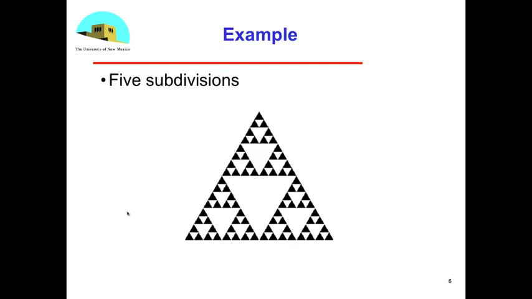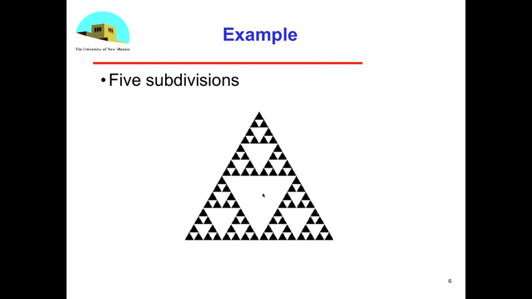And here's after, I think, 5 subdivisions. So the first one, we got these 3 big triangles here. The second one, each of those got the center removed, and then we removed the centers again. And we can go along as long as we like doing that.